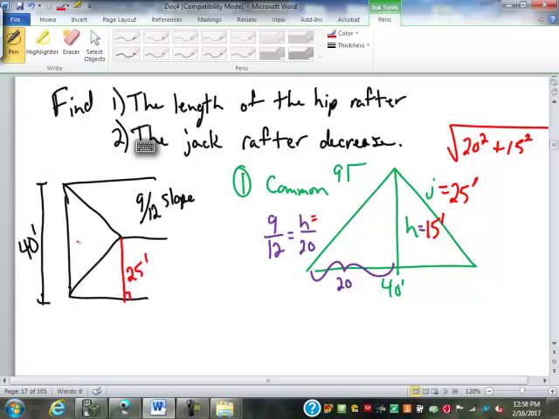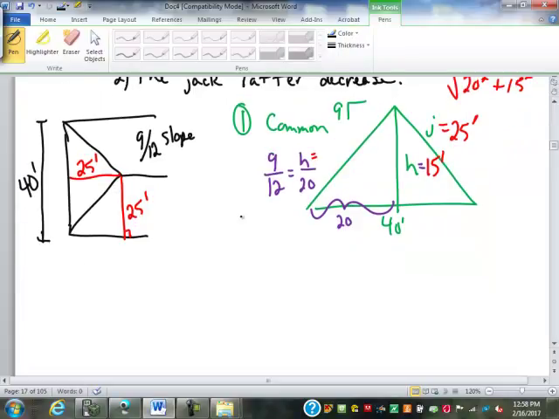So here, this is 25 feet. Is that common? Which means our longest jack is the same as the length of our common. It's also 25 feet. Now what?